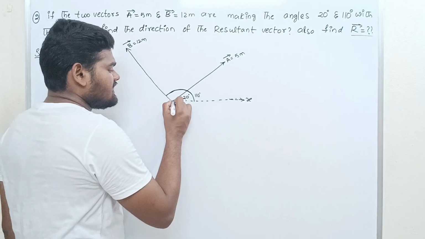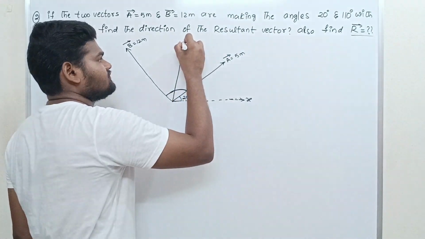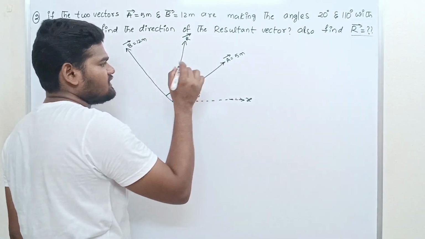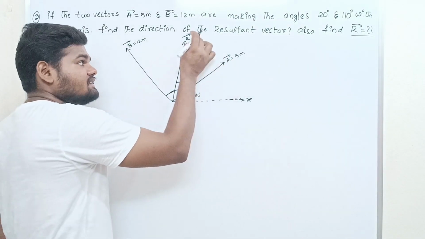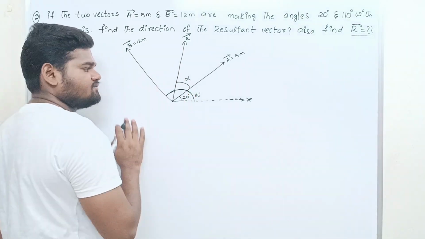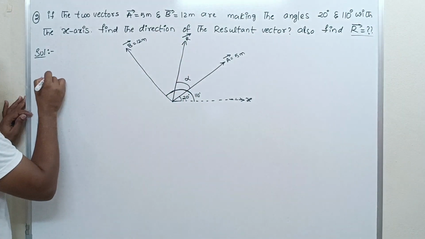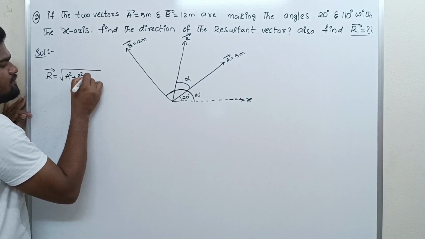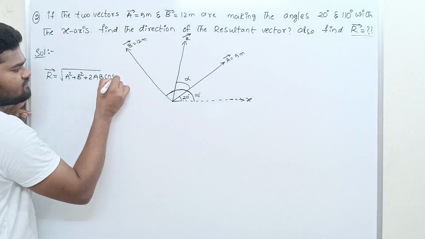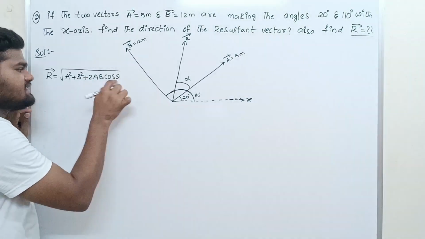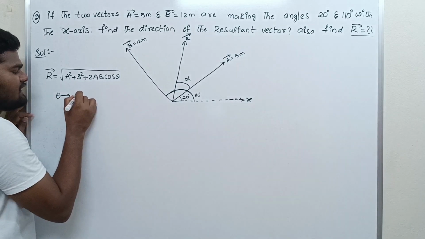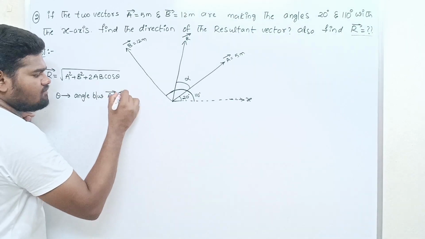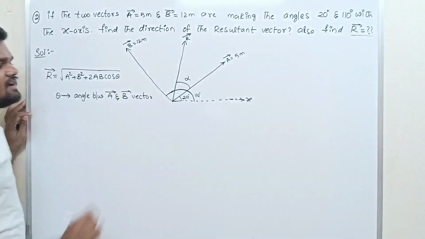I am considering the resultant vector is this, R bar, and this R bar is making an angle alpha with the A bar. With respect to the A bar vector, this R bar is making an angle alpha. So what is the equation for the resultant vector? R bar is equal to the square root of A squared plus B squared plus 2AB cos theta, where theta is the angle between the A bar and B bar vectors.